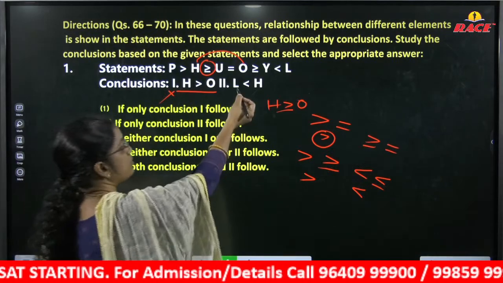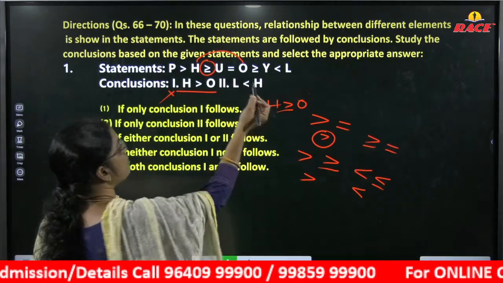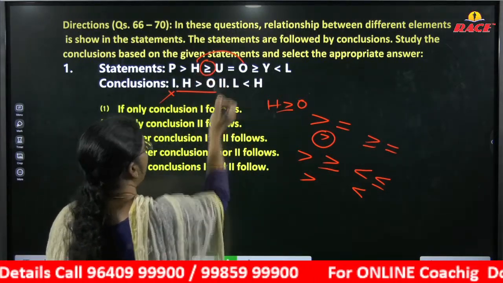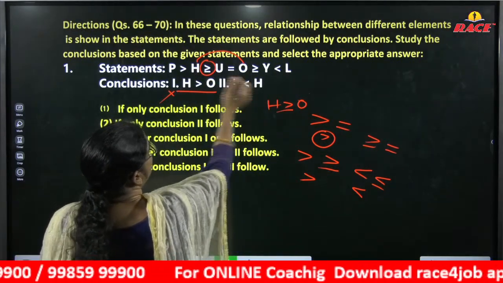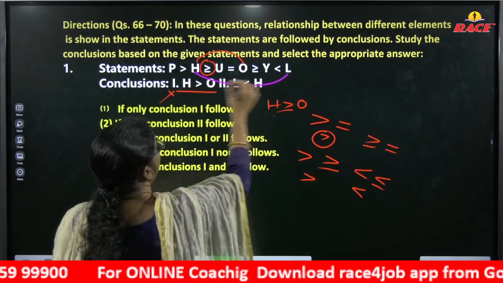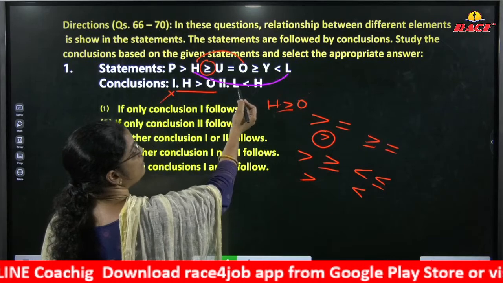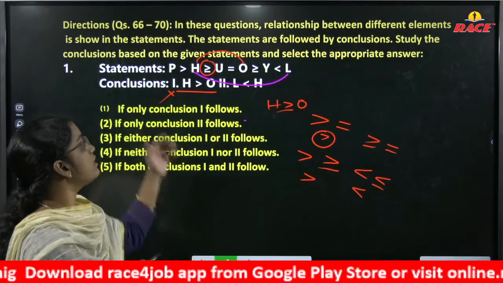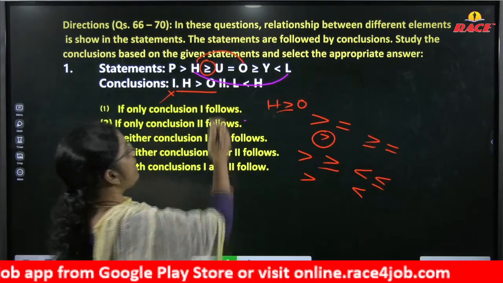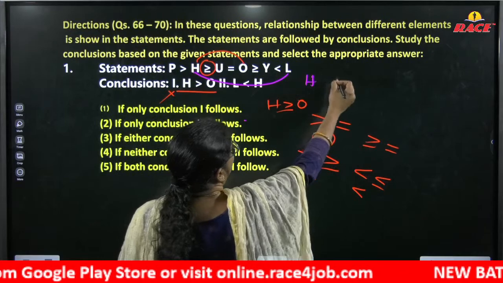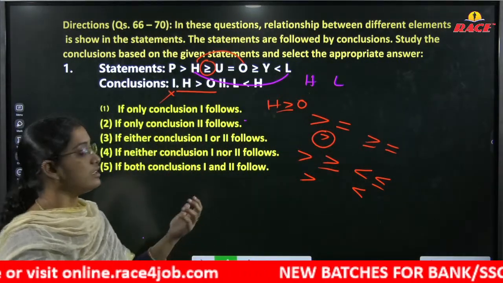Next, coming to the second conclusion, the L and H relation, they are giving a less than relation. In the second conclusion the first term is L and the second term is H, but in our statement the first term is H and the second term is L. No problem, first simply find the relation between H and L, then we get one answer, and simply reverse that answer.